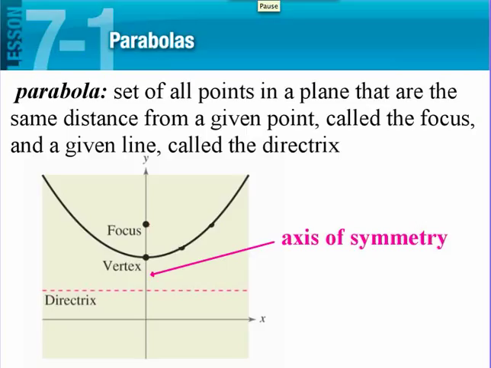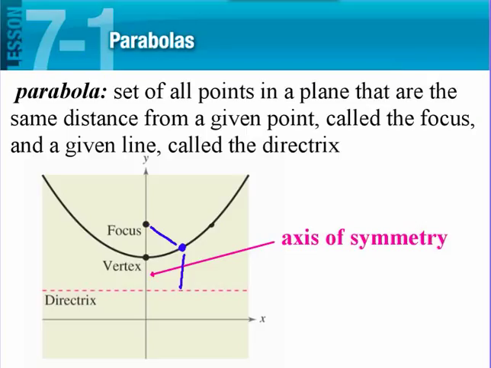Okay, so let's break down a little bit about what this definition means. It says the set of all points in a plane that are the same distance from a given point, the focus, and a given line called the directrix. So what that means is you're going to notice there's some points here, and I kind of erased them. What that definition means is that every point along this parabola, if I were to compare the distance from here to here, those are going to be exactly the same.